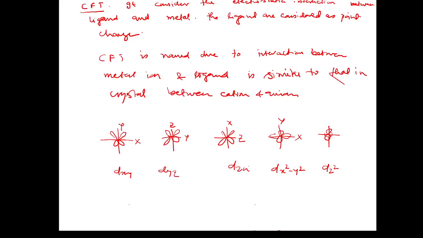Okay. So for the octahedral case, the ligands will come along the axes of x, y, and z. Right. So whichever lobes are along the x, y, and z axes will be destabilized, because an electron in that orbital will feel repulsion. So what will happen? The dx square minus y square and dz square will go up, meaning they will be destabilized. And what will happen to the orbitals which have lobes in between?